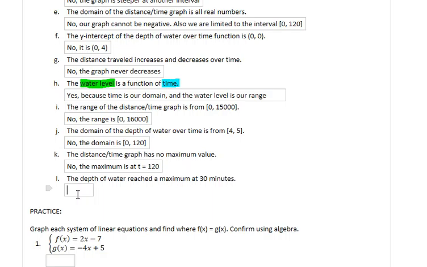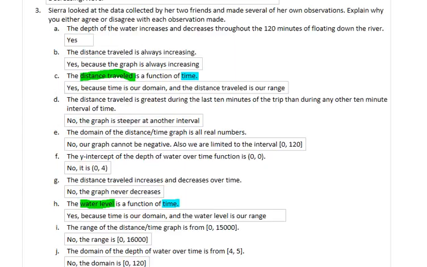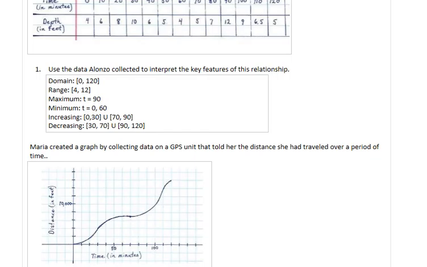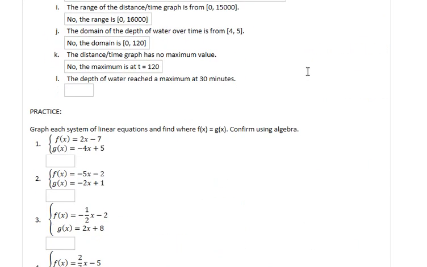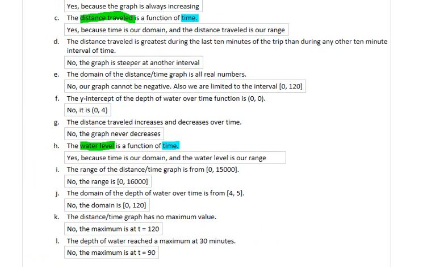Finally, the depth of water reached a maximum at 30 minutes. Well, let's look back here. Looking at our depth graph, our maximum is 90 minutes, not 30 minutes. So, no. The maximum is at t equals 90. And that's it. That is floating down the river.